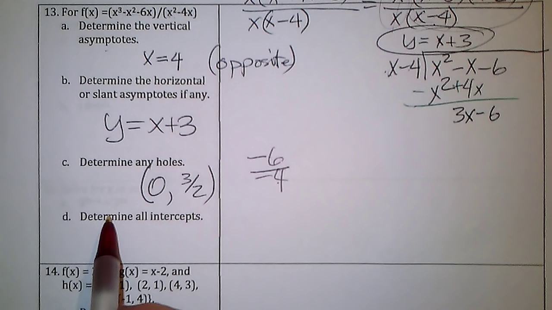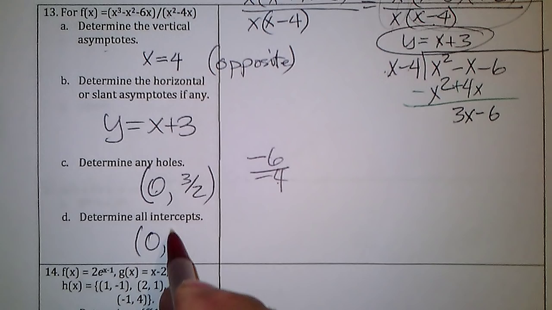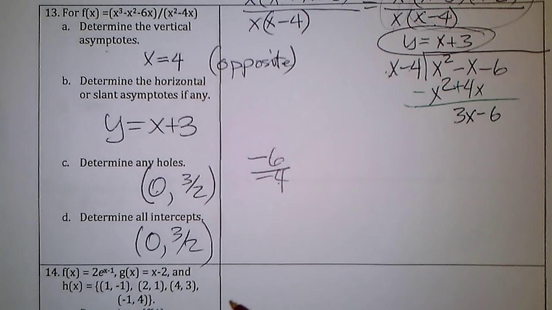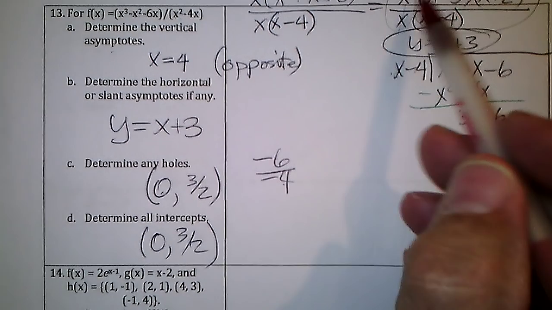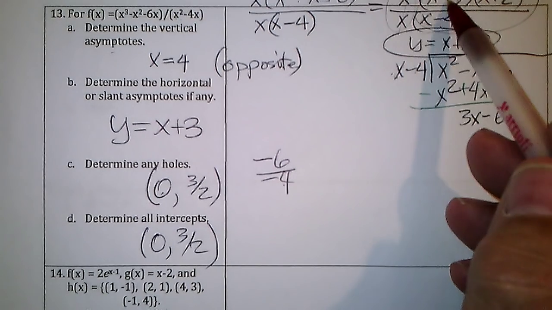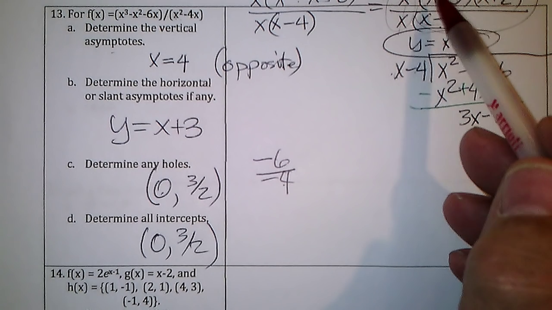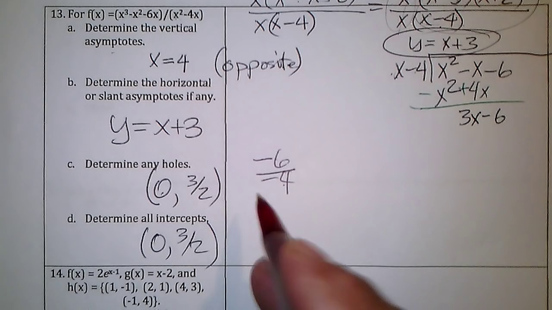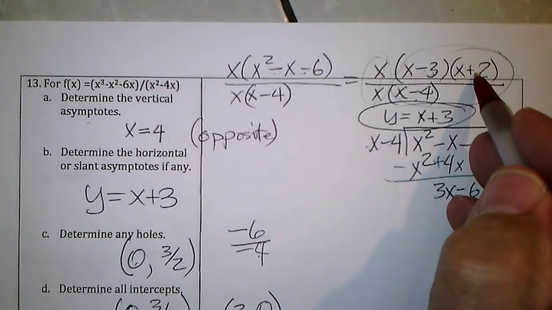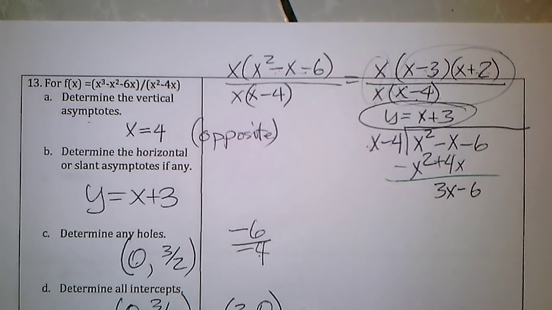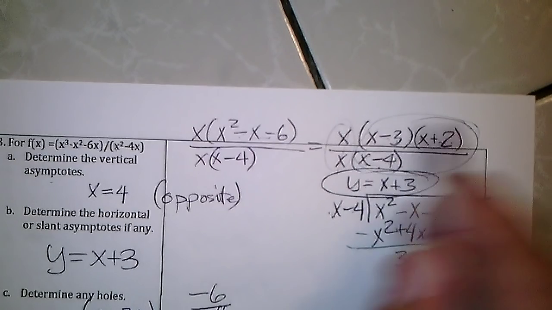Intercepts. If I put in 0 for x, I get 3/2. And if I try to make this equal to 0, we've already done the 0 there, so it'd be at, when x is 3, we'd get 0. And when x is minus 2, we'd get 0 from these two.